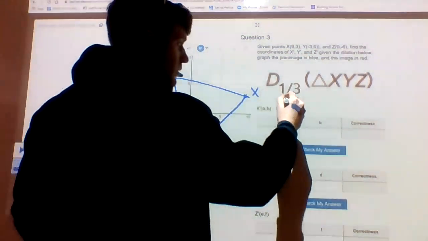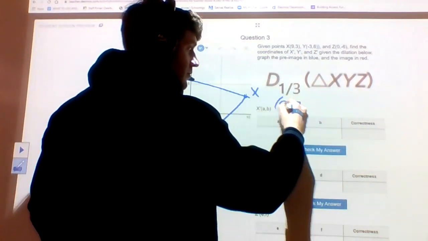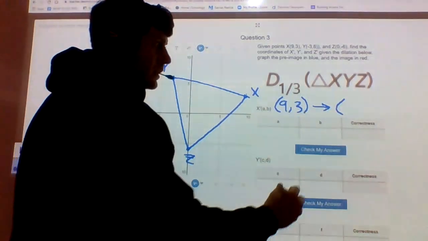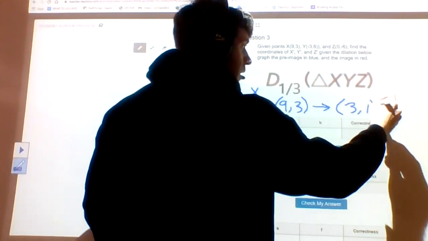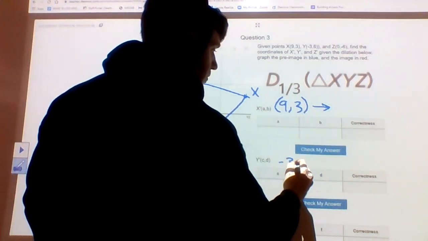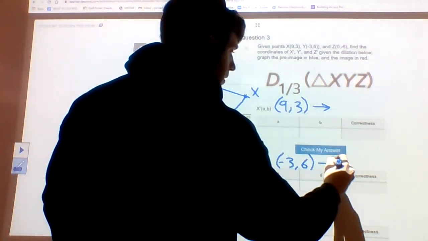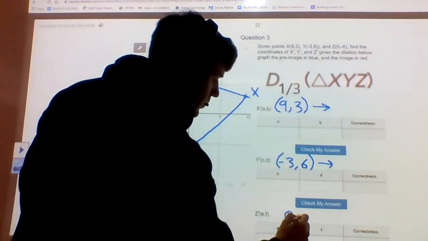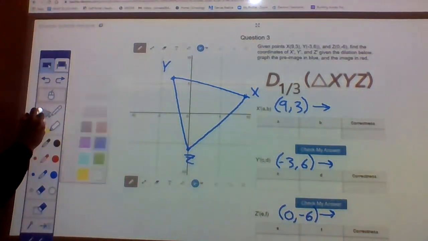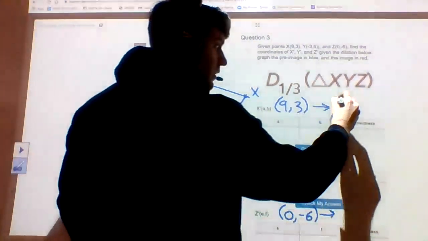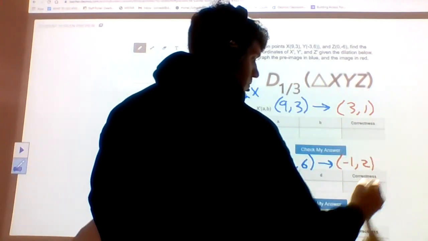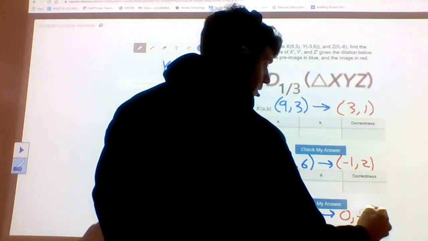So the x point is 9 comma 3. So 9, 3, negative 3, 6, and then 0, negative 6 are the 3 points. Okay, and then when we multiply by the scale factor of 1/3, we should end up with 3 comma 1, negative 1 comma 2, and then 0 comma negative 2.